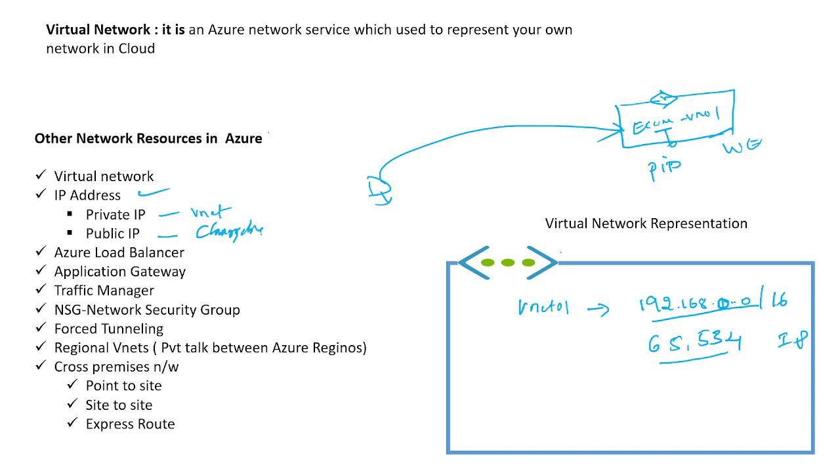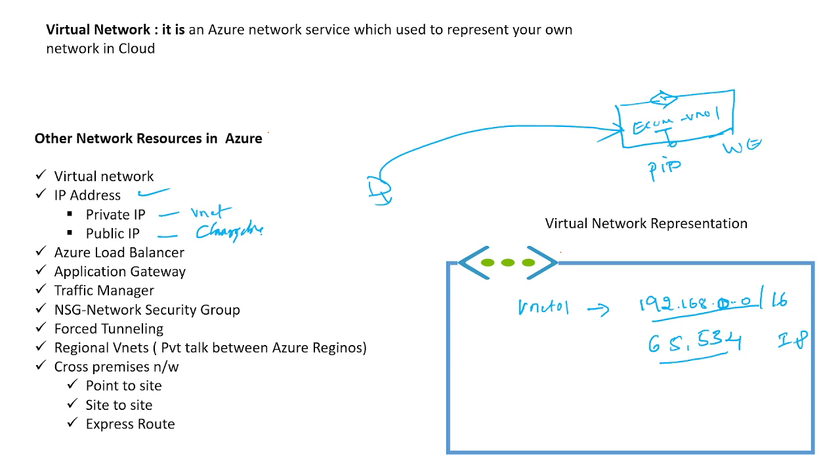Next is load balancer. So now you know there are two resources in the network. One is virtual network. You know why we need virtual network? Virtual network is the logical representation of your network in the cloud. Why do we need virtual network? In order to get the IP addresses to give to the servers.